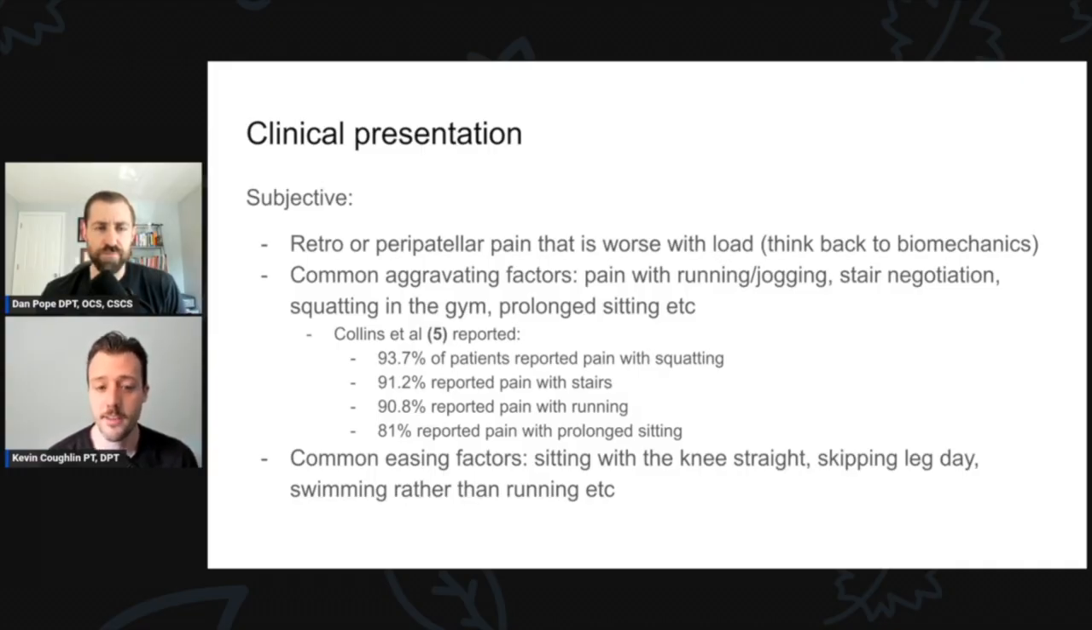So Collins and colleagues reported that 93.7% of patients who had patellofemoral pain reported pain with squatting. So, that's pretty staggeringly high. I think that's something when you're thinking of diagnoses, you want to hear. 91.2% reported pain with stairs.